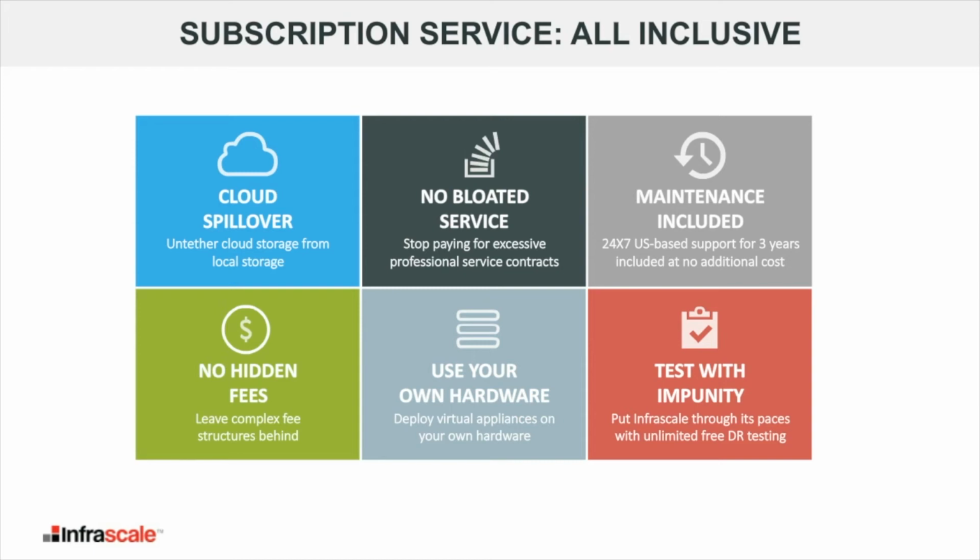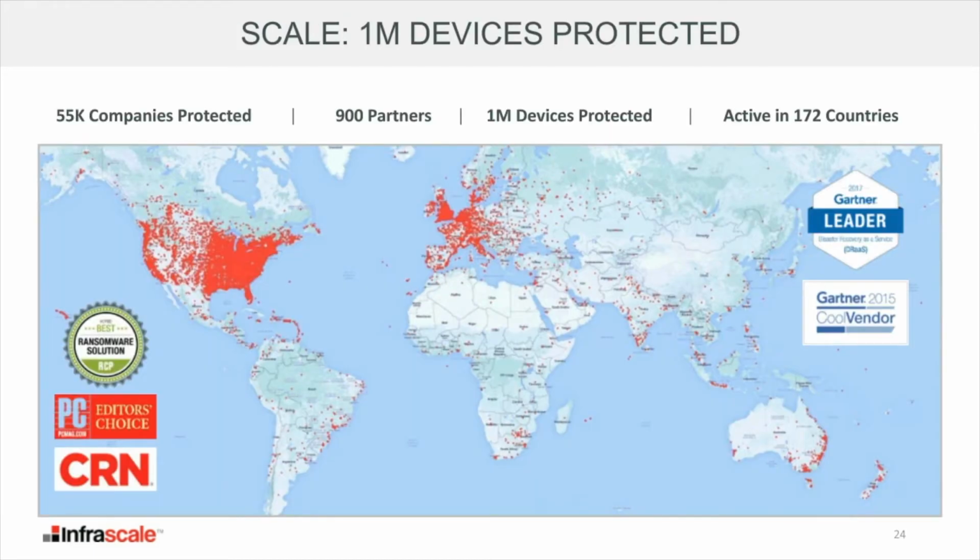Now, here is a great look at the overall scale. Infrascale, a little bit about us as a company, was founded in 2012. Our headquarters is in Los Angeles. And we are active in over 170 countries. So each red dot on this map is going to display a business that we protect. We have 15 globally dispersed data centers all around the world. We are protecting over 55,000 companies and over 1 million devices worldwide.